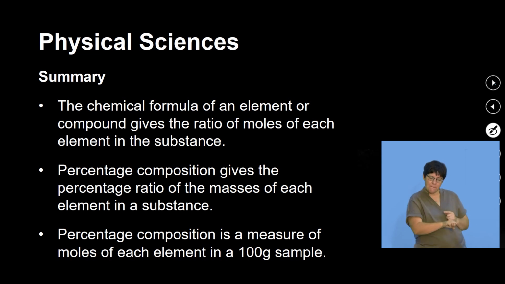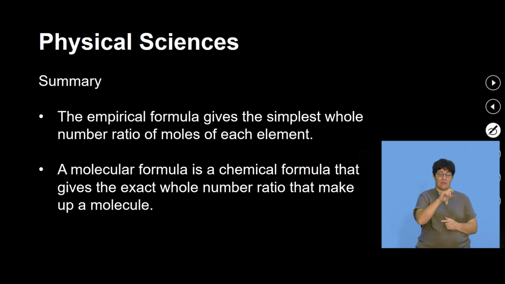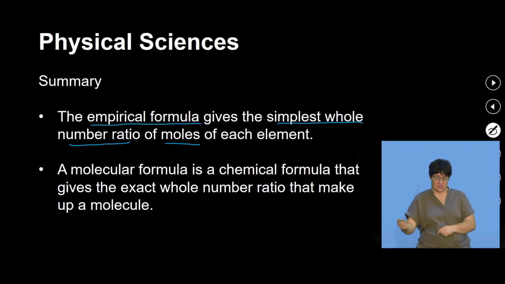So at the end of the day, we want to appreciate that the chemical formula of an element or a compound gives us the ratio of moles. It's always about the moles of each element that is present in a substance, which in most cases is a compound. And then the percentage composition gives us the percentage ratio of the masses of each substance. And then the last that we did, the percentage composition, is a measure of the mass of each element present in a 100-gram sample, because we want to express this as a percentage, right? So those are the main ideas. And then the empirical formula gives us the simplest whole number ratio of moles. It's always about the moles of each element that is present.